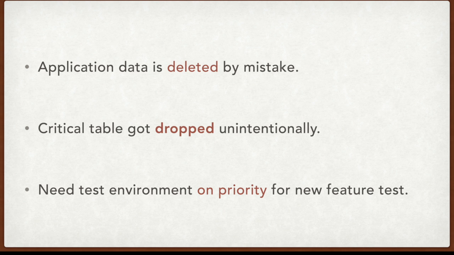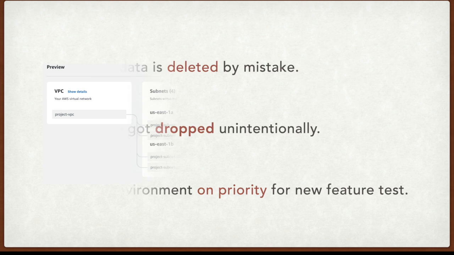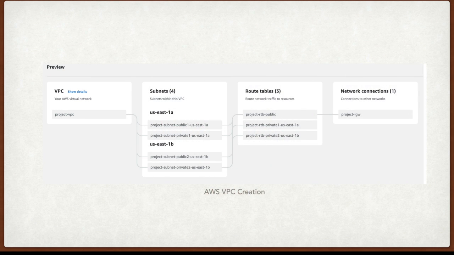So in this tutorial, we'll simulate a situation where a table is dropped and we want to get the data back. We'll be using a few services like RDS, EC2, and AWS Backup. So this is the infrastructure that we need.